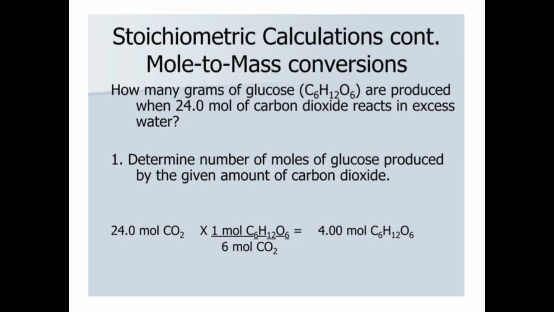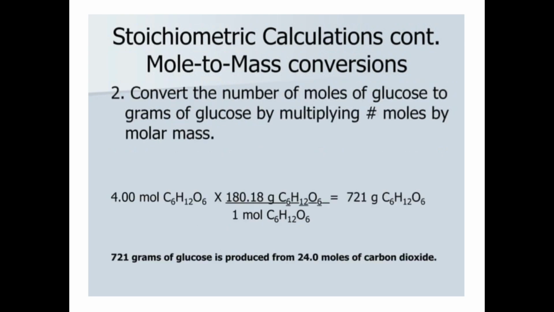Now, after you have gotten the moles of the unknown, the next thing to find the mass is to multiply by molar mass, since we have gotten the mole now. The molar mass of glucose is 180.18. So that's 4 multiplied by 180.18, which will give us 721 grams of glucose. Therefore, 721 grams of glucose is produced from 24.0 moles of carbon dioxide.